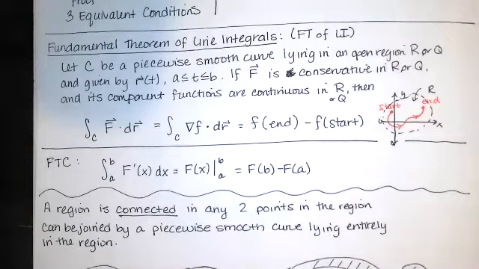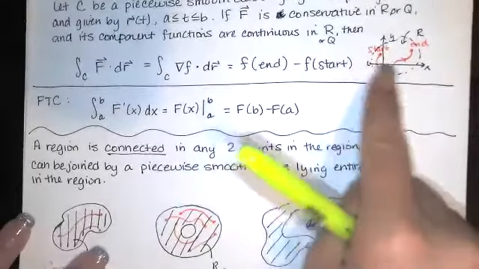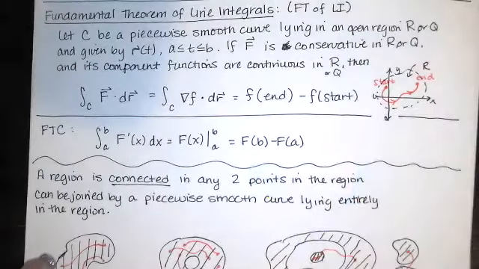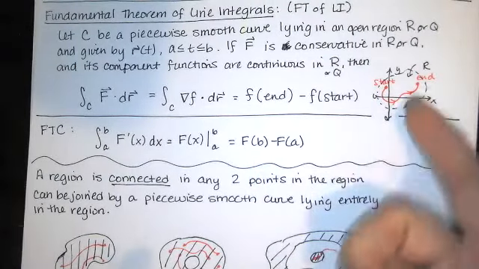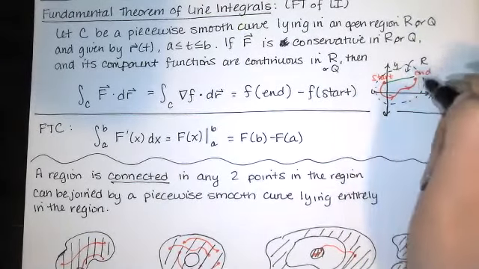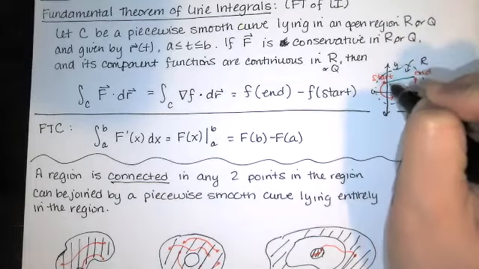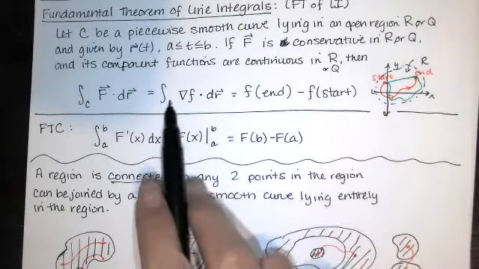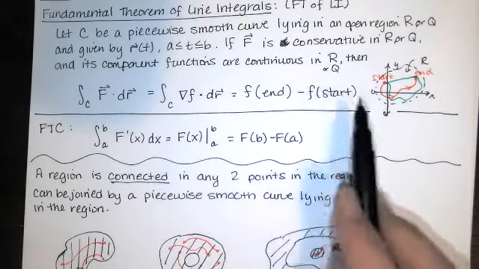Now, as long as our region is connected like this, there are lots of different paths that I can take from A to B. If this is my region, I could take that path, I could take this path, which is pretty simple. I could take this much more complicated path. I don't know why I would do that, but I could. But the line integral over all of those paths is going to be exactly the same.